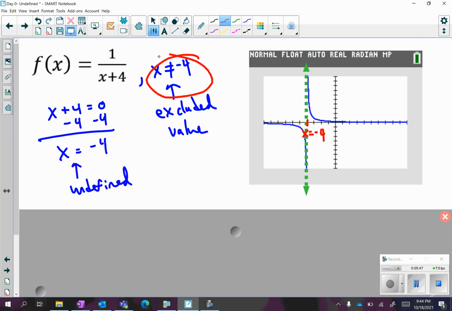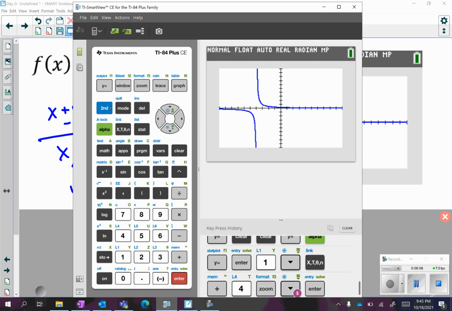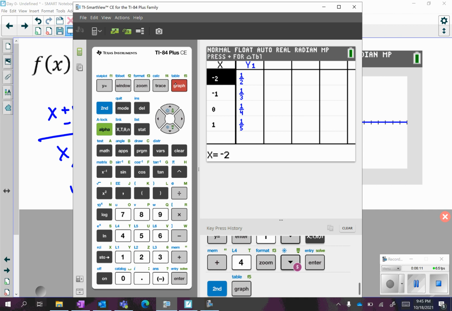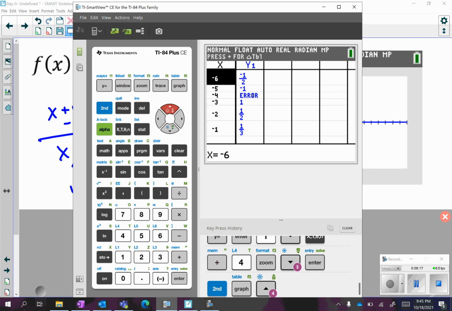So anytime you see an excluded value that makes the denominator undefined, it's most likely going to cause an asymptote on your graph. Now, keep in mind that the graph gets very, very close to it, but I swear to you, it never actually touches x equals -4. You can even go to your table, and at -4, you'll see that there's an error. Only at -4, because that creates the undefined value.